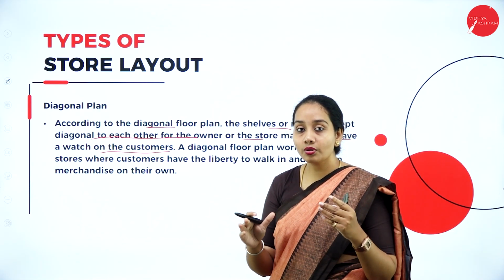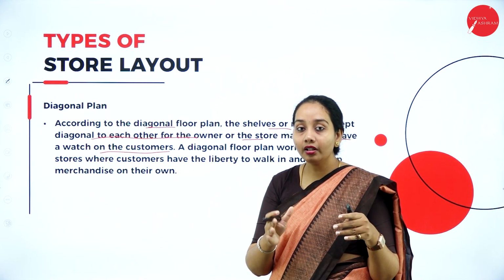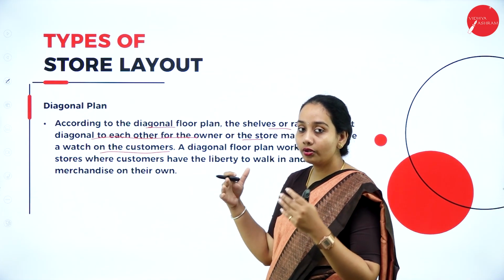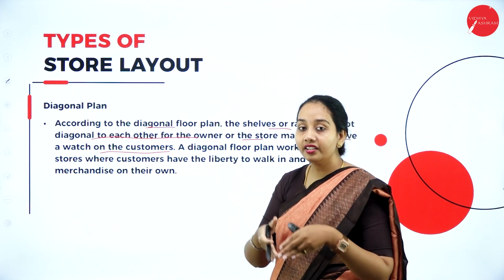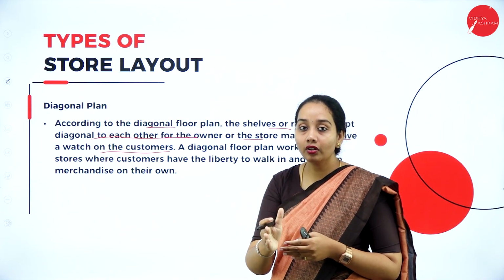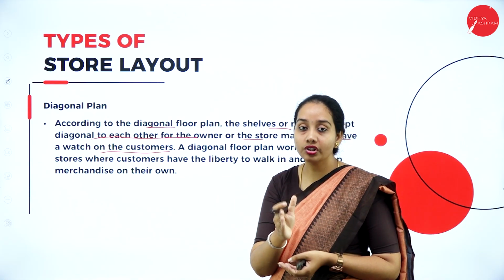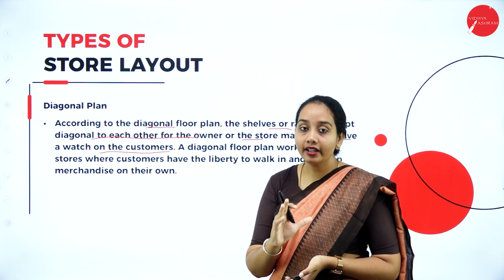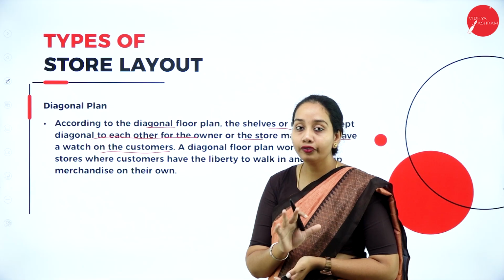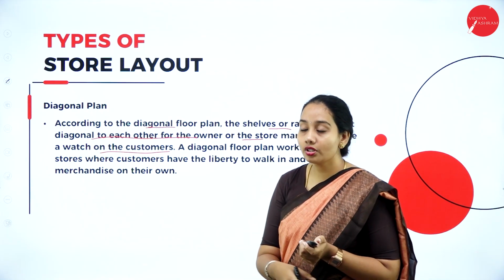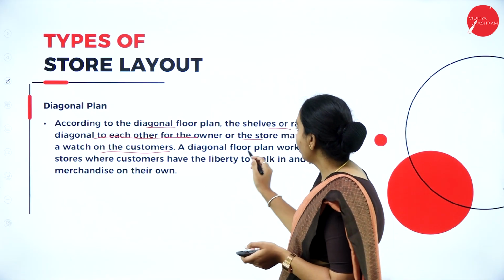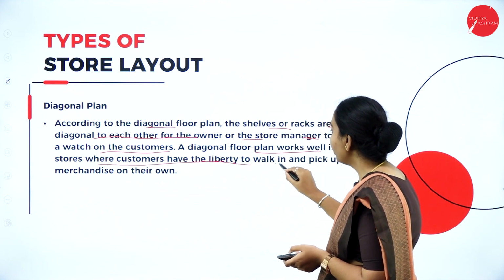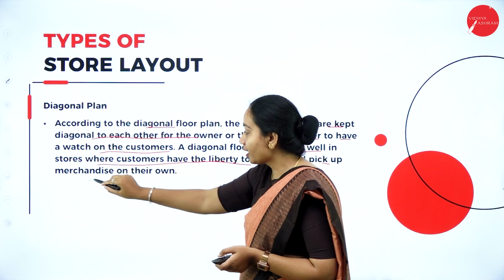So in grocery stores, the racks are attached to the walls, whereas in these diagonal plans, the racks are placed in a diagonal way, and the retailer or the owner of the store can watch the movement of the consumers and avoid any kind of theft inside the retail location. A diagonal floor plan works well in stores where customers have the liberty to walk and pick up the merchandise on their own.